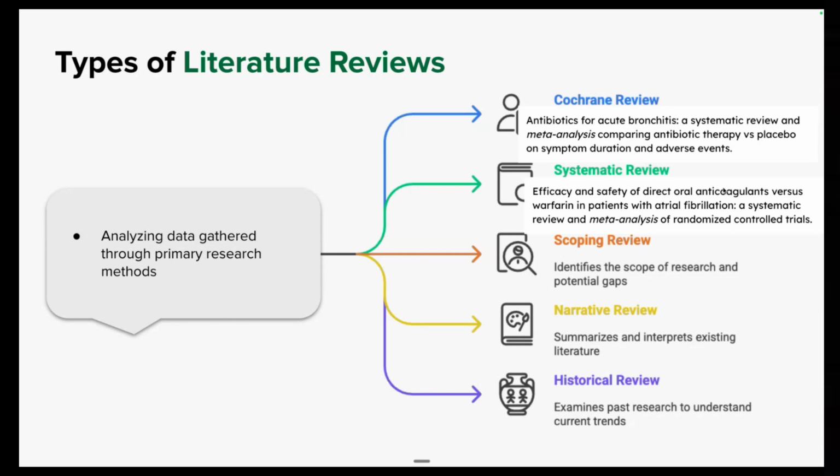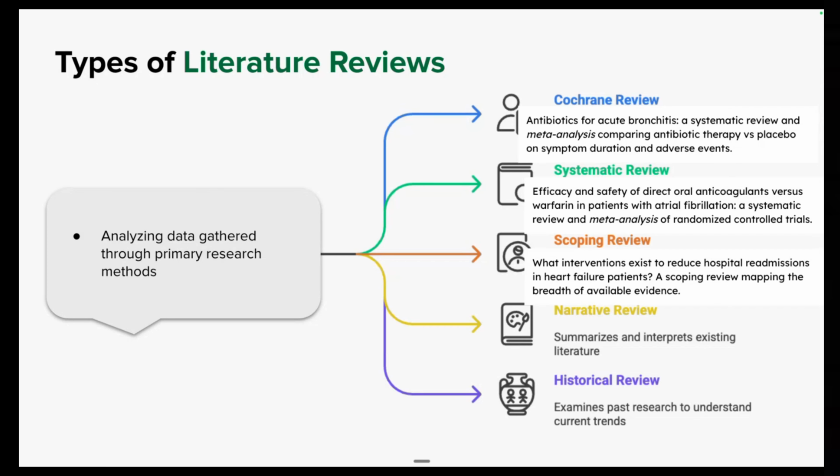So those typically sit up with systematic reviews. So those are two different examples. And then going down to scoping review, which again, is used to figure out what don't we know. So what interventions exist to reduce hospital admissions in heart failure patients. So a scoping review is mapping the breadth of available evidence. What is available? And then conversely, what is not available? What don't we know?